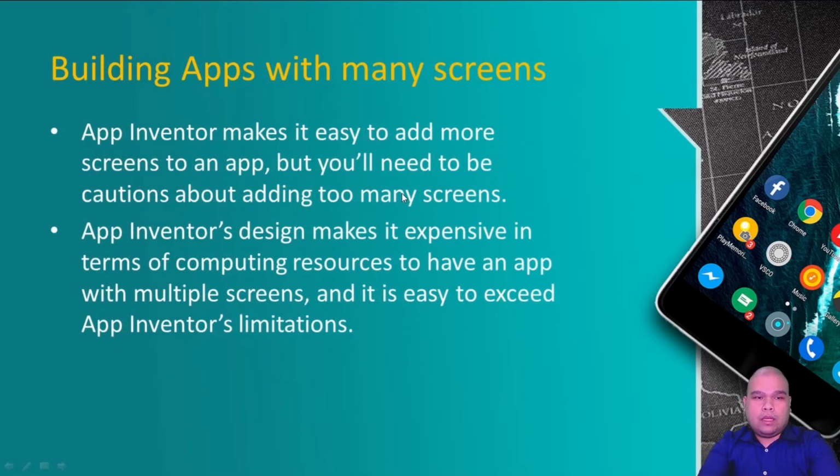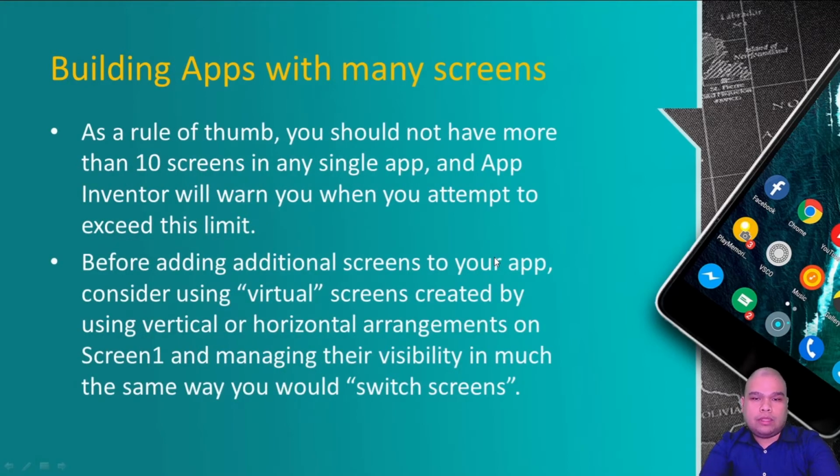Okay, next. We have building apps with many screens. App Inventor makes it easy to add more screens to an app, but you'll need to be cautious about adding too many screens. App Inventor's design makes it expensive in terms of computing resources, such as your RAM and your processing power, to have an app with multiple screens, and it is easy to exceed App Inventor's limitation. As much as possible, we want your application to have as few screens as possible. So as a rule of thumb, you should not have more than 10 screens in a single application. And App Inventor will warn you when you attempt to exceed this limit.